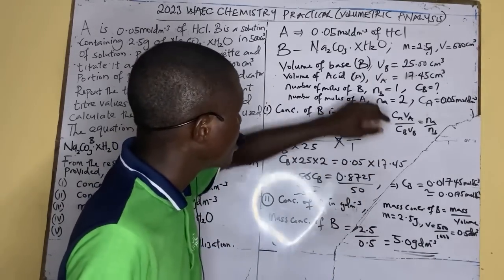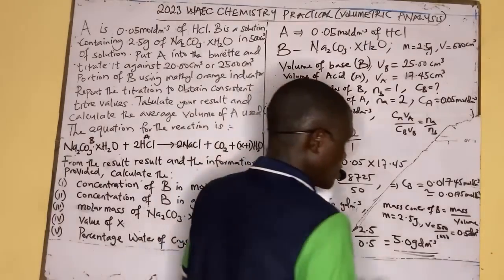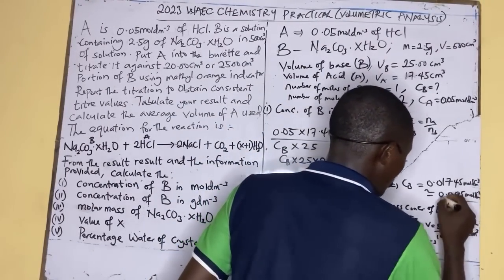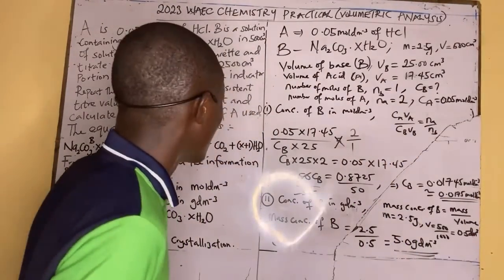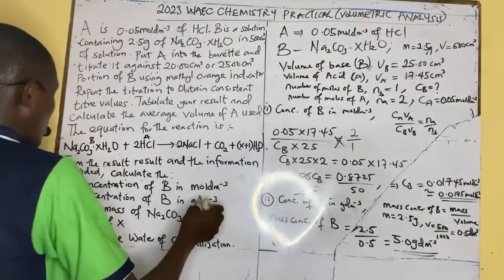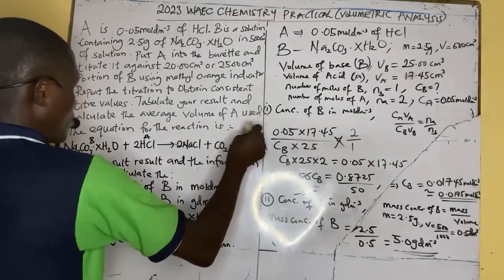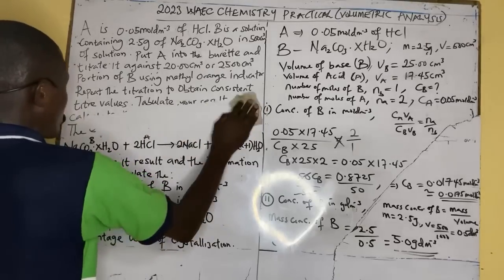We have calculated the concentration of B in mole per dm cube. So note this, this, and this. They are very, very essential. So we have done the two aspects of it. Then let me quickly clean this off, so I can have space.